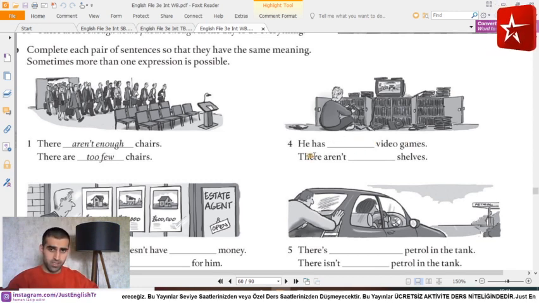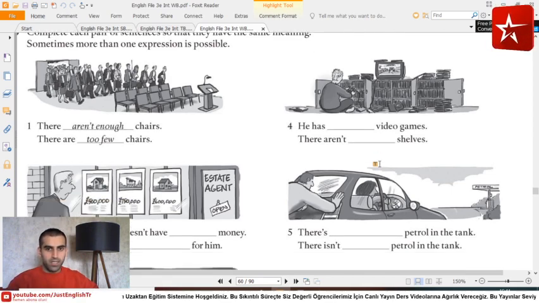They are correct answers. There are not blah blah blah in shelves. Number 4, there are not. Yes, enough shelves. There are not enough shelves here. Great. So here we could use lots of, a lot of, many, but here enough. There are not enough shelves.